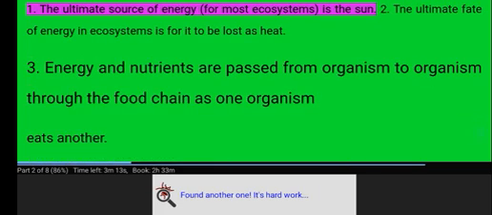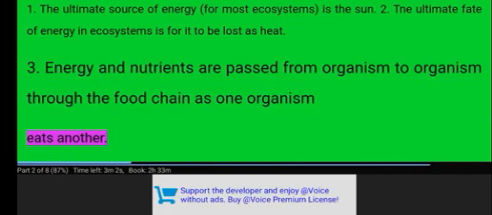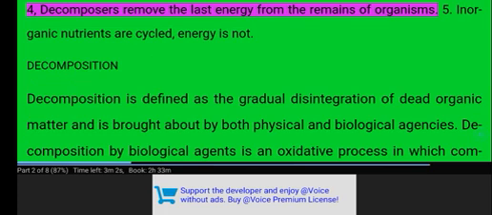To summarize the flow of energy and inorganic nutrients through the ecosystem, a few generalizations can be made. 1. The ultimate source of energy for most ecosystems is the sun. 2. The ultimate fate of energy in ecosystems is for it to be lost as heat. 3. Energy and nutrients are passed from organism to organism through the food chain as one organism eats another. 4. Decomposers remove the last energy from the remains of organisms. 5. Inorganic nutrients are cycled, energy is not.